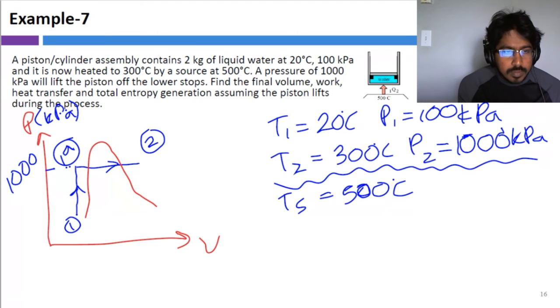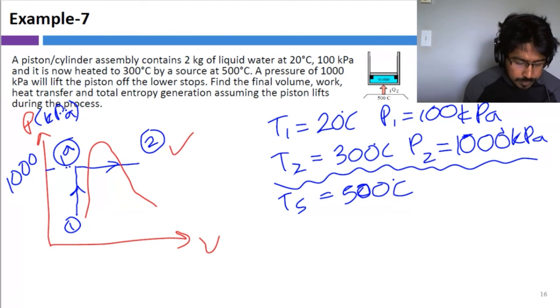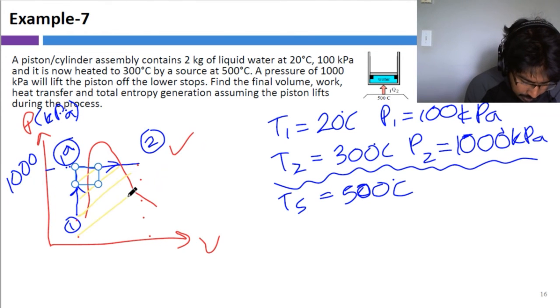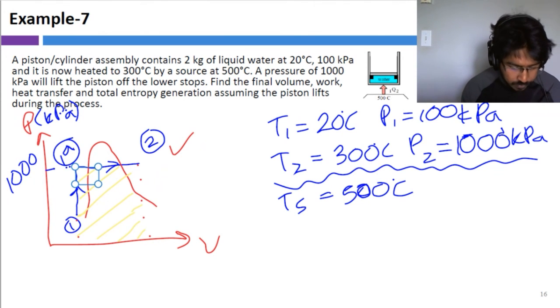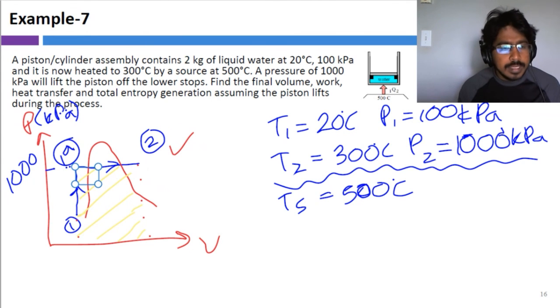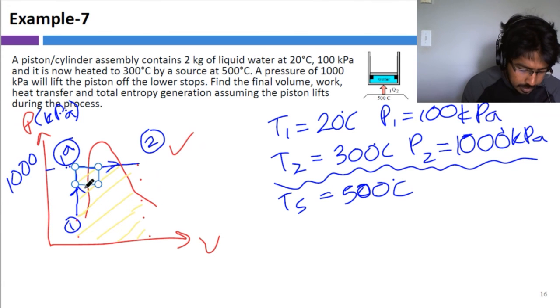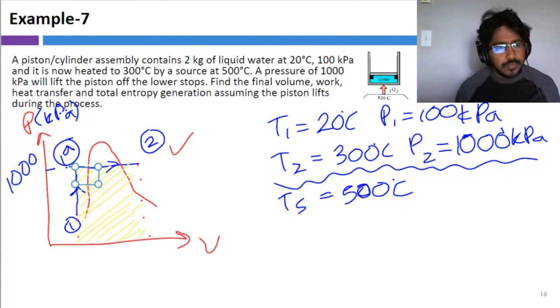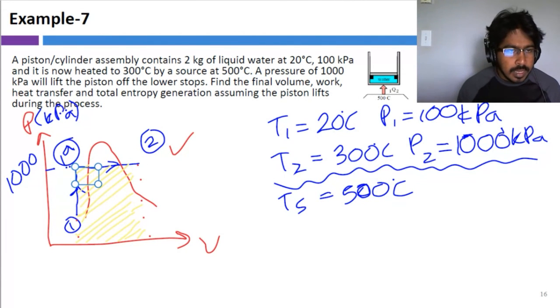And then after you find the final volume, it's just a matter of finding the area beneath the PV curve. Then you can calculate the work by calculating the area underneath the PV curve. From 1 to 1A, there's no work because there's no volume change. From 1A to 2, there's work that is highlighted in yellow as seen here. So that area is the work.